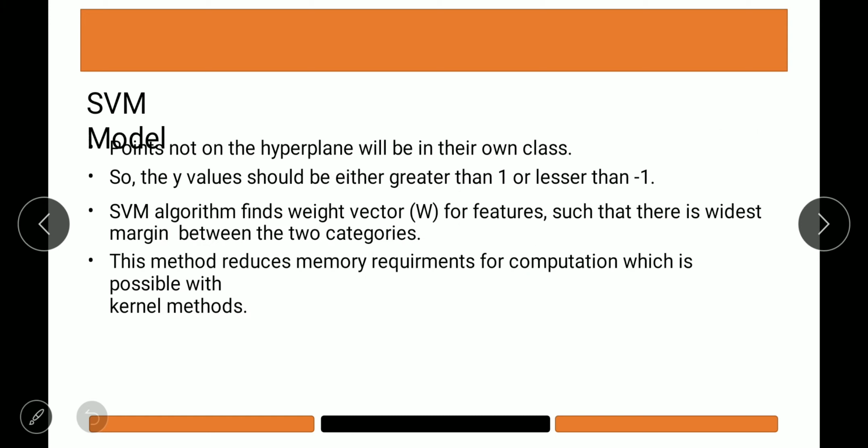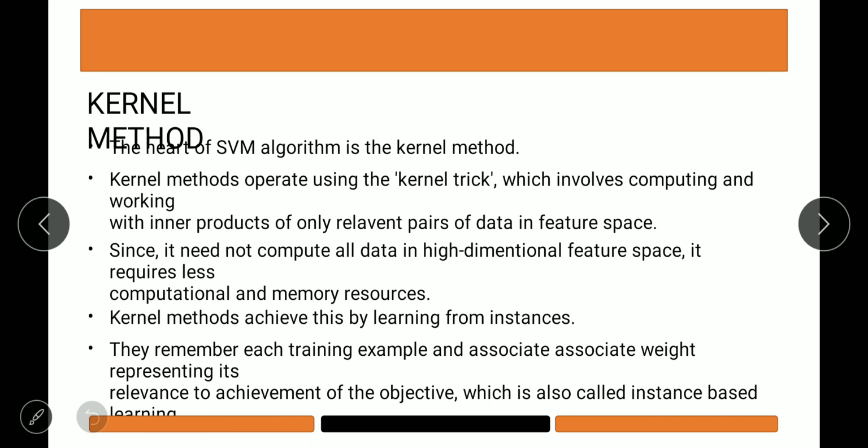Okay, so the points not on the hyperplane will be in their own classes. So the y value should be either greater than 1 or less than minus 1, which belongs to either of the classes. Then the SVM algorithm finds the weight vector w for the features such that there is the widest margin between the two categories. So this method reduces memory requirements for computation, which is possible with kernel methods. Okay, so this is the SVM model.